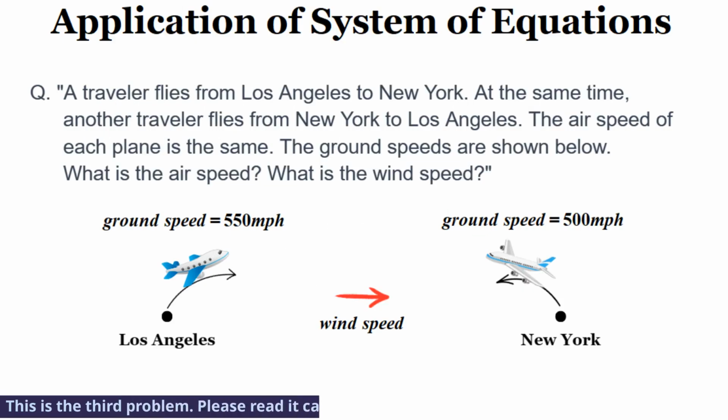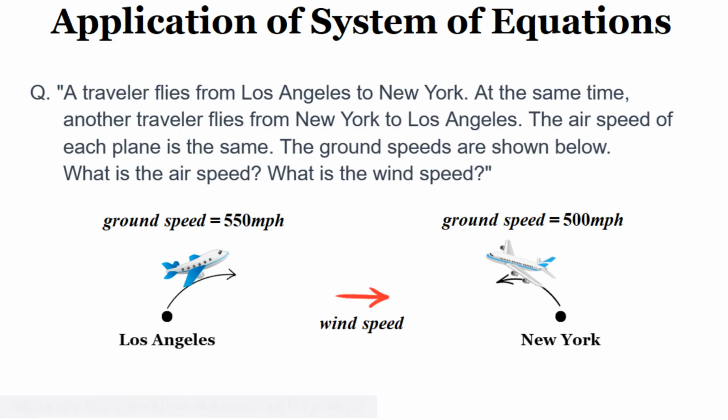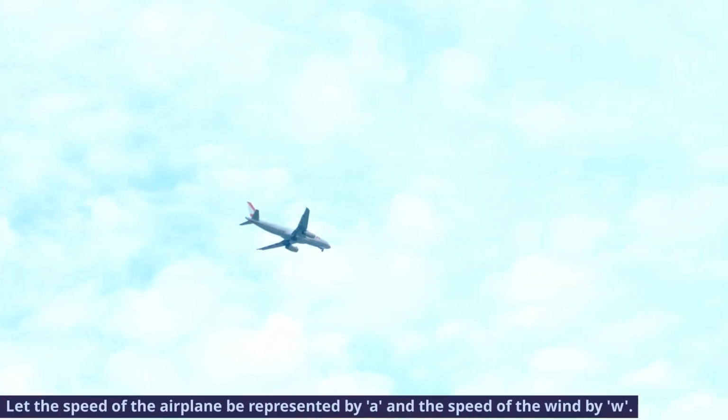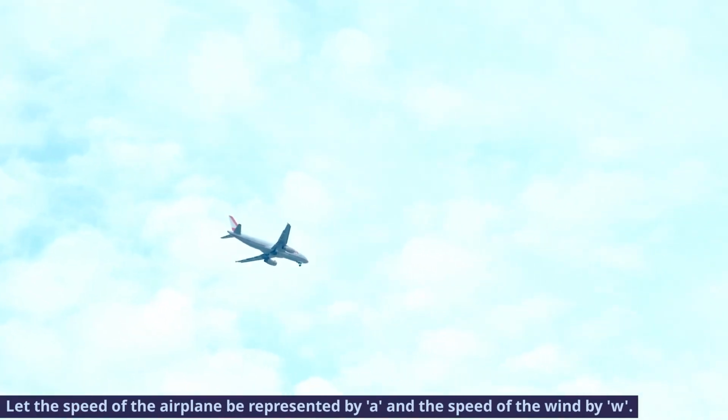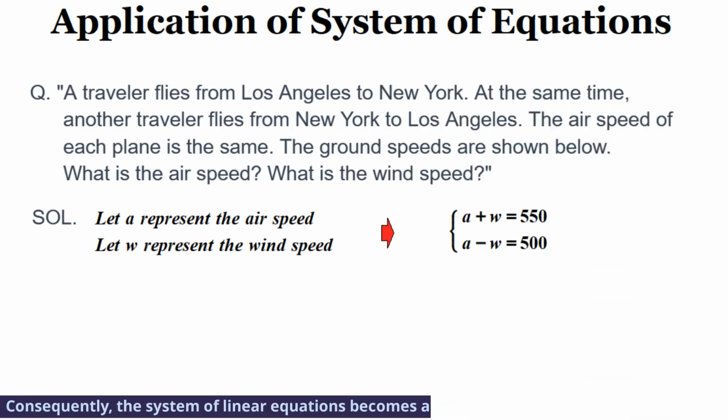This is the third problem. Please read it carefully. Let the speed of the airplane be represented by A, and the speed of the wind by W. Consequently, the system of linear equations becomes A plus W equals 550 and A minus W equals 500.